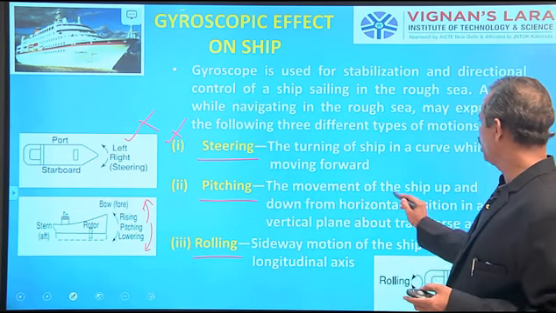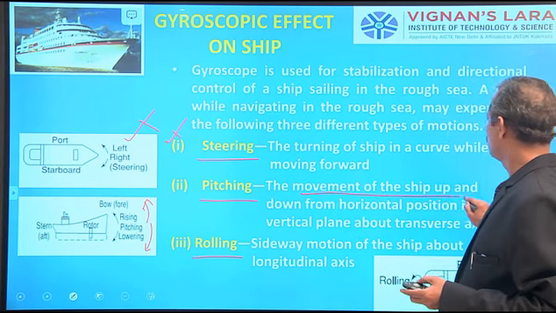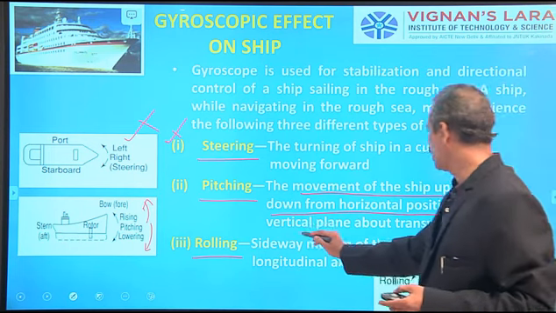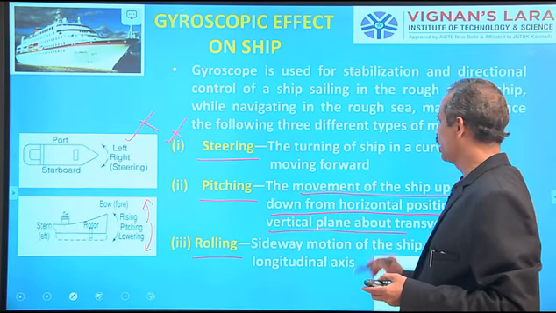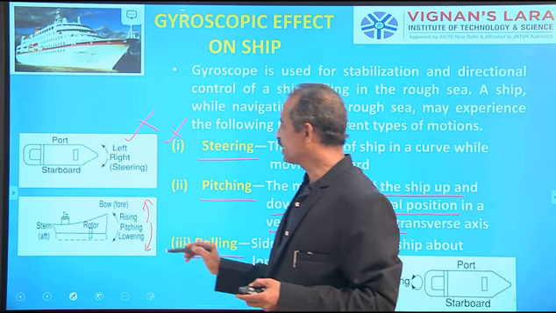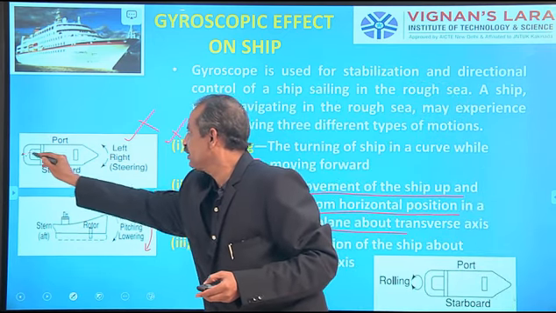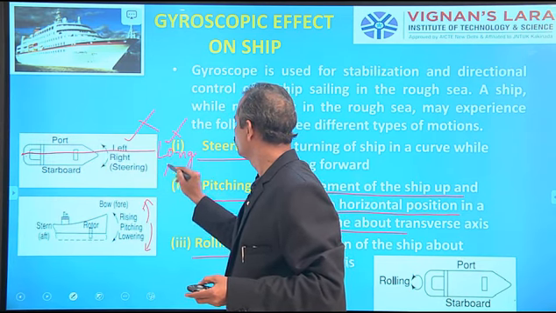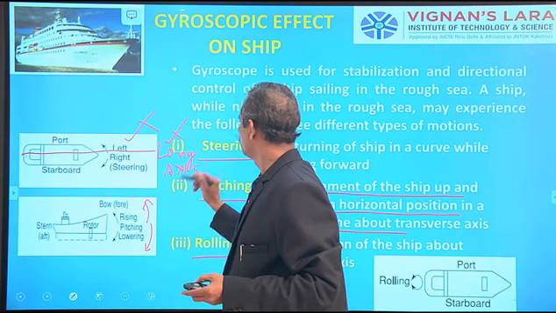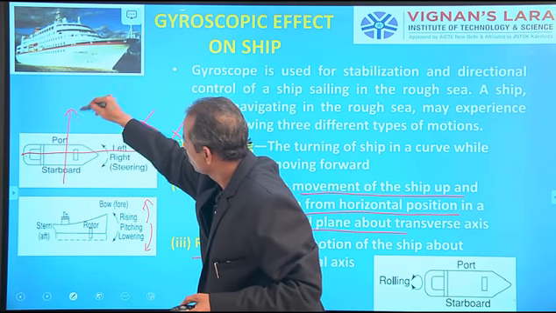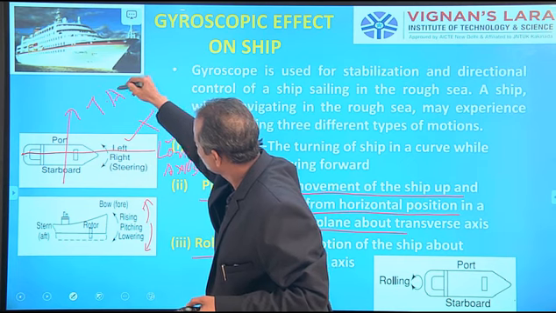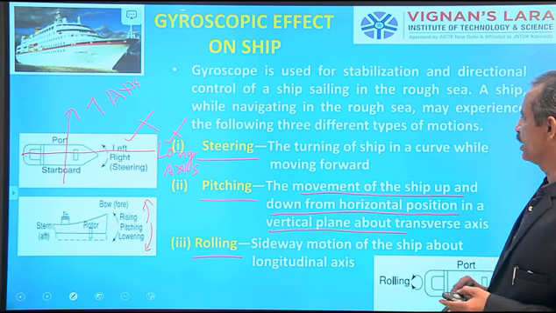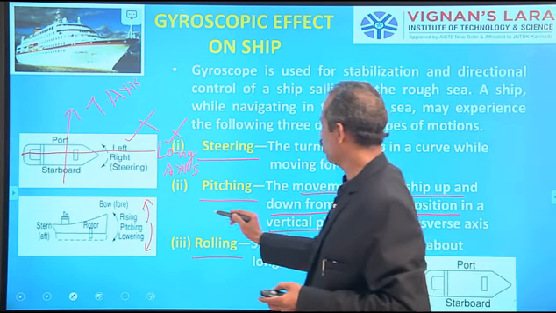So pitching is nothing but movement of the ship up and down from the horizontal position in the vertical plane about the transverse axis. You can call two axes. One is the longitudinal axis. This is the longitudinal axis. This is the transverse axis. Longitudinal axis and transverse axis, isn't it? That is the second phenomenon called pitching.